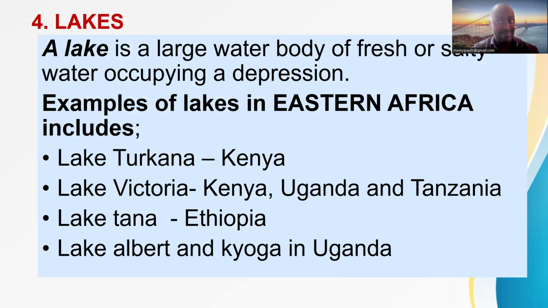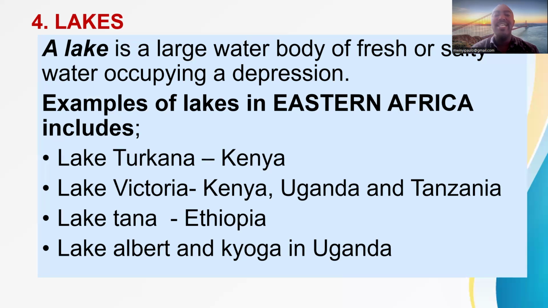The other main physical feature found in Eastern Africa is lakes. What's a lake? A lake is a large water body of fresh or salty water occupying a depression. Examples of lakes in Eastern Africa are Lake Turkana in Kenya, Lake Victoria, which is shared by Kenya, Uganda, and Tanzania, Lake Tana in Ethiopia, and Lake Albert and Lake Kyoga, found in Uganda.